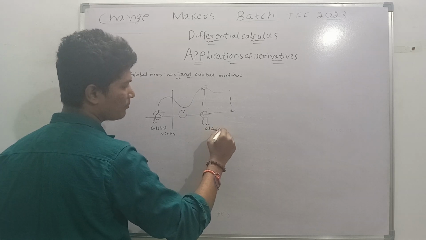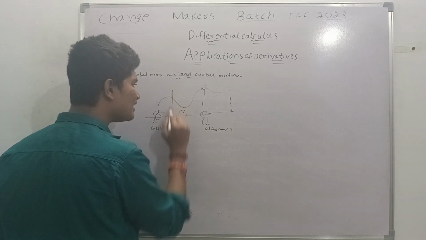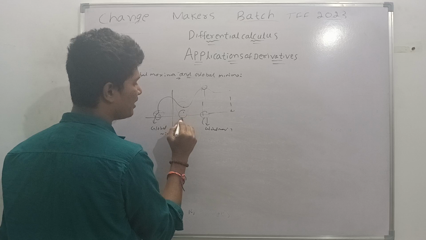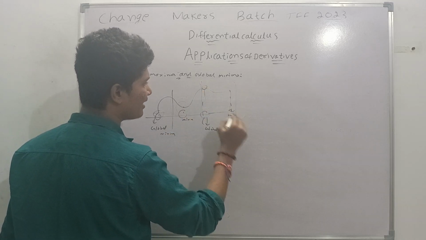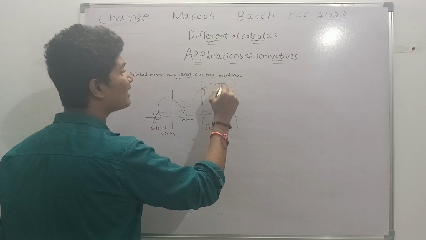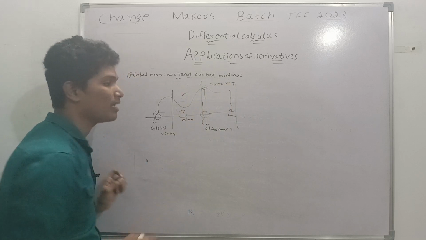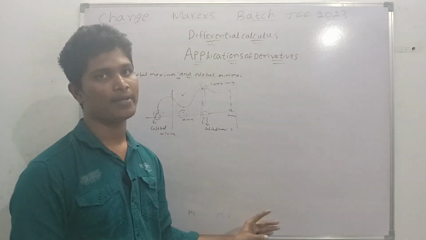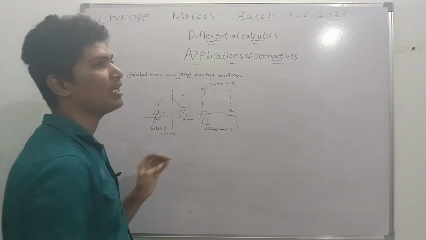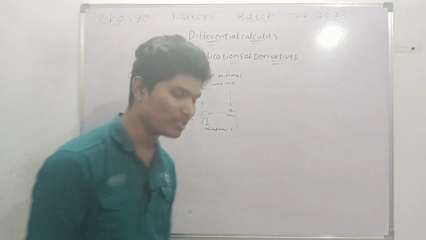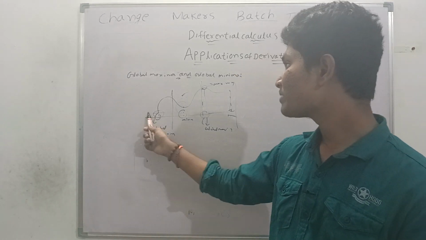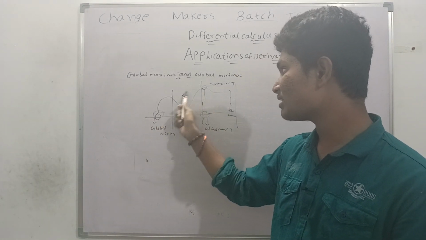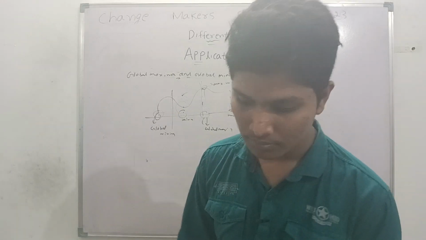Global maxima. Suppose if you take this interval, this is minima. And if we take this interval, this is minima and this is maxima. Like that, depending on the interval, we are deciding. But overall, if we decide what is the highest point and what is the lowest point, that is, what is the global maxima and global minima, you have to see at the end points as well as at the middle. It is very important.